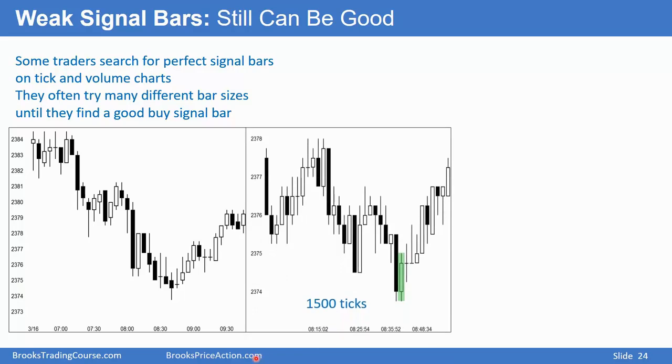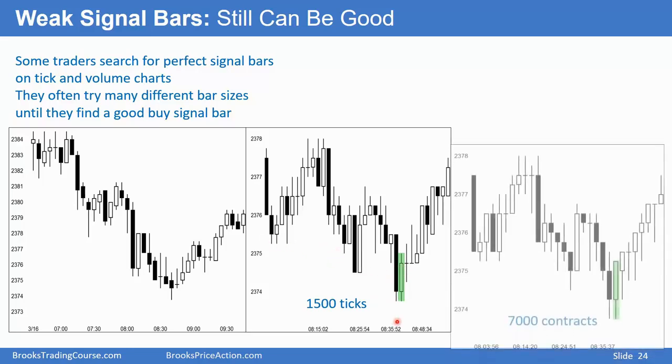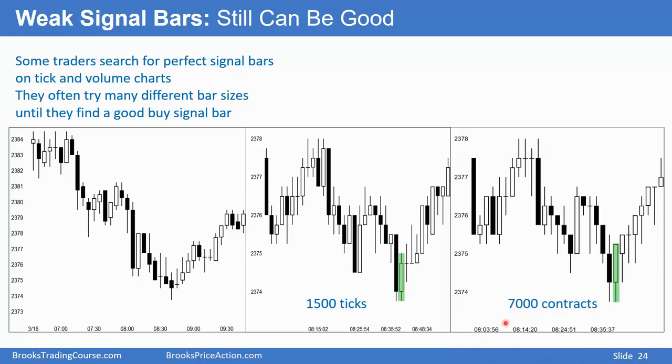So for example, if I look at a 1500 tick chart, this is what I get. A pretty good buy signal bar for a wedge bottom, 1, 2, 3. If I trade 7,000 contracts per bar, I also get a good buy signal bar. Why 7,000? Well, I had to experiment. 5,000 didn't work. 2,500 didn't work. If you keep looking, you're going to find some tick chart or some volume chart that has a very good looking buy signal bar whenever you're trying to buy.